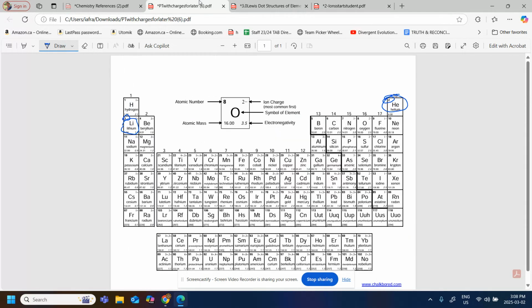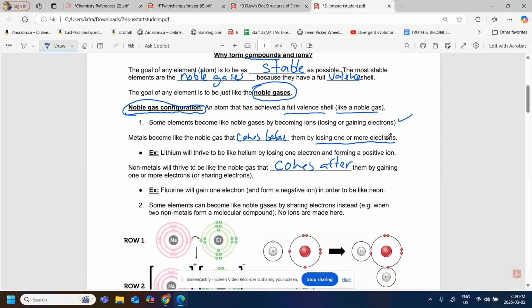So if you look at, let's say, fluorine. Fluorine is going to gain 1 electron and become like neon. Oxygen would do the same thing, but it gains 2 electrons to become like neon. Nitrogen does the same thing, but it gains 1, 2, 3 electrons to become like neon. So nonmetals gain electrons to become like the noble gas that comes after them in the periodic table. And we'll learn more about why that is in just a bit.